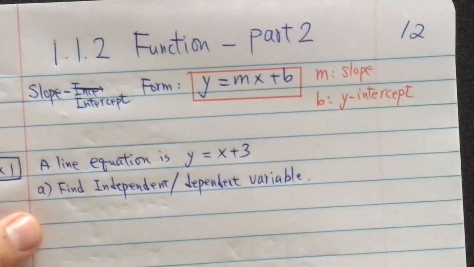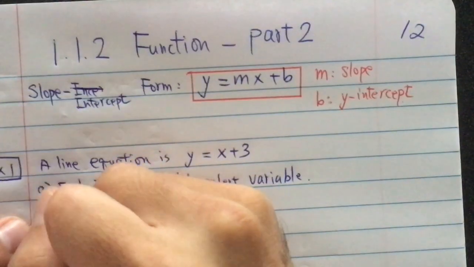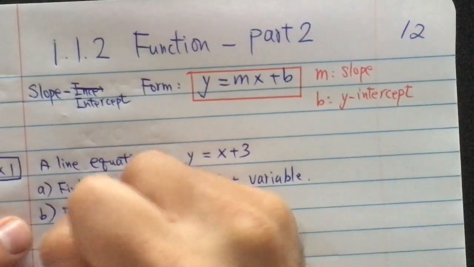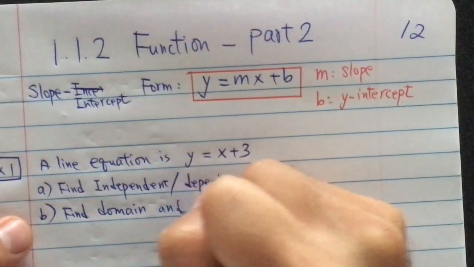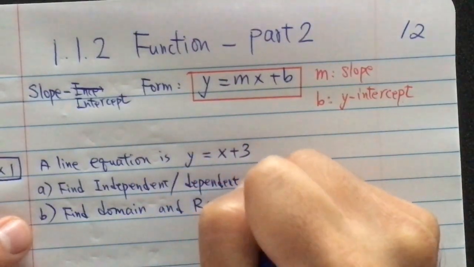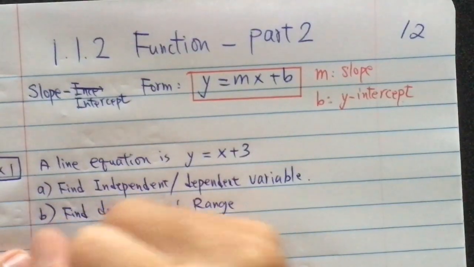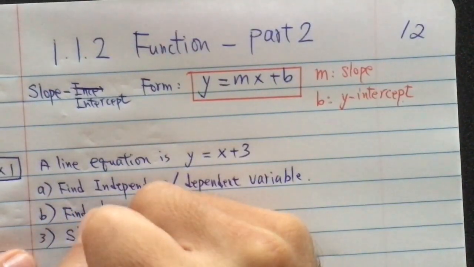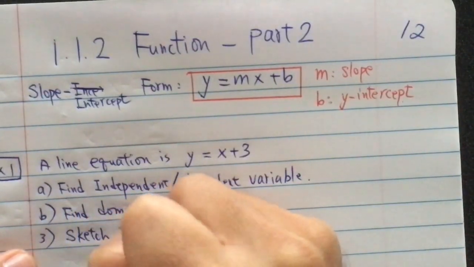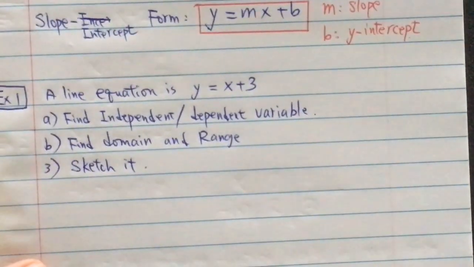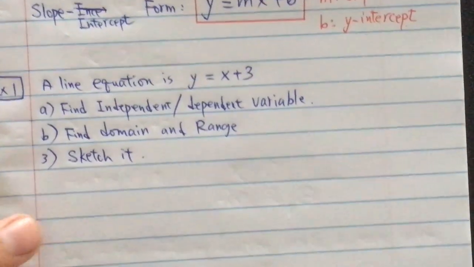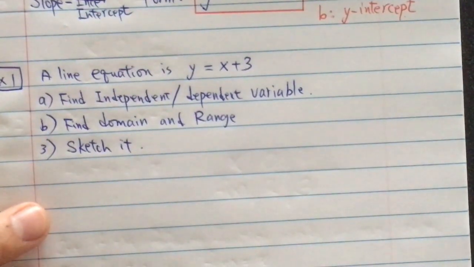And 2, find the domain and range. 3, I want you to sketch it. So there are 3 questions that we want to do. Now, what is the independent and dependent variable?